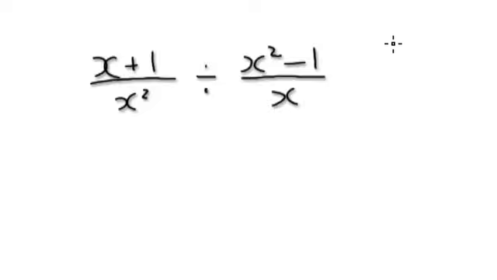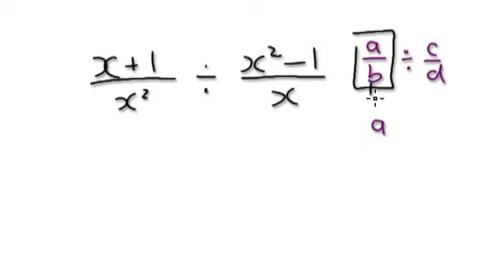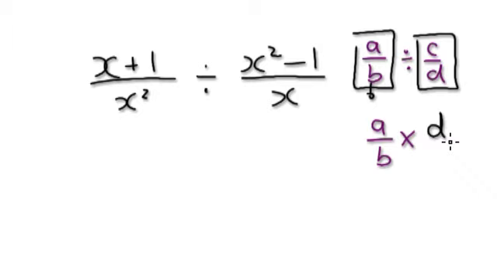Well, in order to simplify this, remember that if you have two fractions, a over b divided by c over d, that's the same as: you keep this the same. So you take this down. So a over b stays the same, but rather than dividing, you times the reciprocal of this fraction here. So rather than doing a over b divided by c over d, you would do a over b times the reciprocal of that, so it will be d over c.